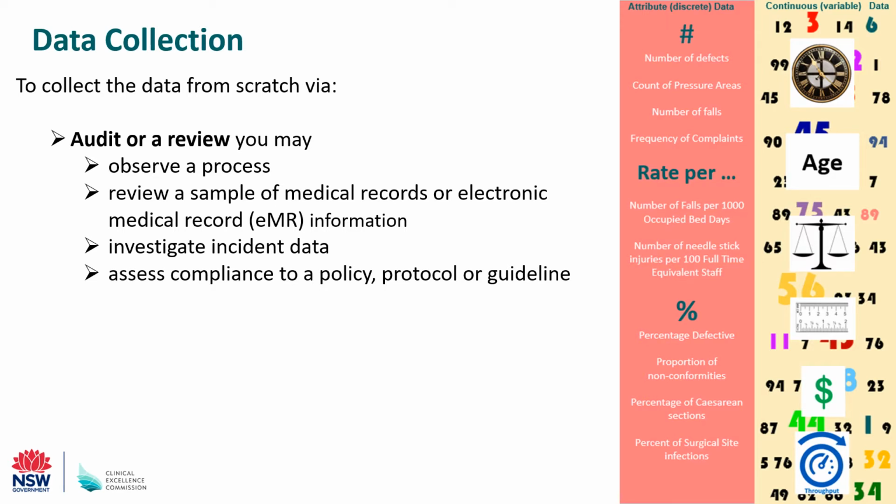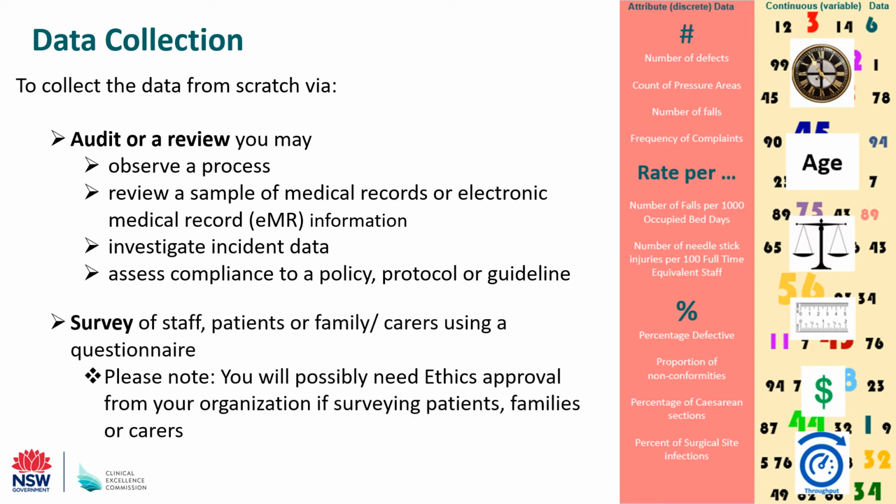To collect data from scratch using an audit or a review, what you may do is observe a process or review a sample of medical records or electronic medical record information reports, investigate incident data, or you may even assess compliance to a policy, protocol, or a guideline. If you're going to use a survey, you may want to survey staff or patients or family or carers using a questionnaire. But please note, you will need to get ethics approval from your organisation if surveying patients, families or carers.